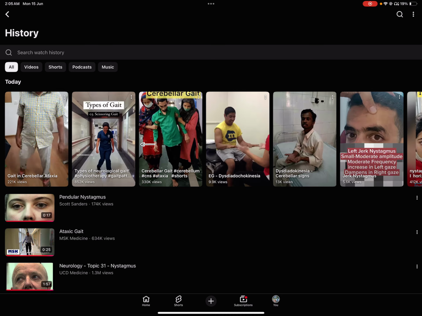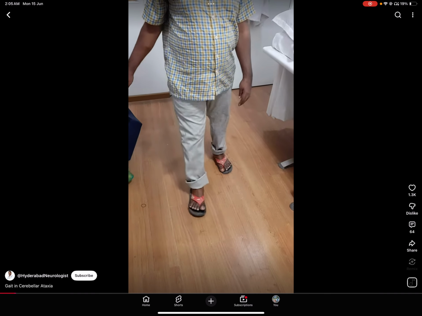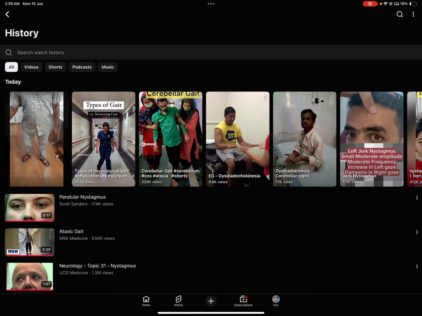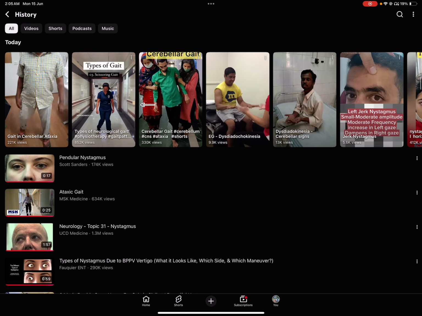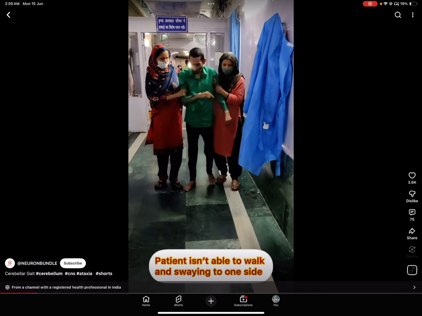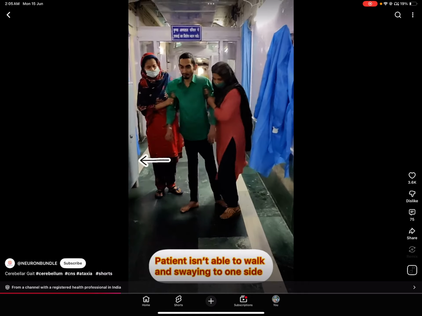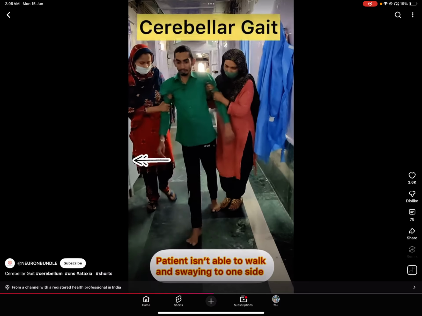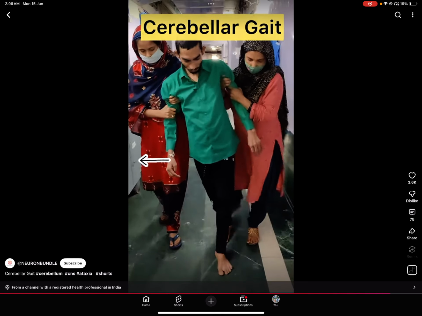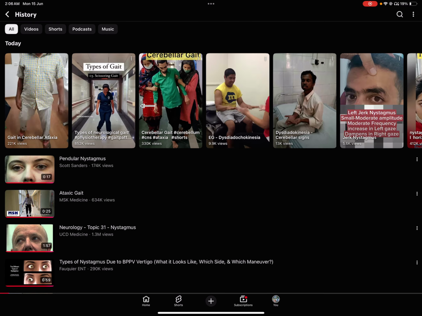So I was trying to tell you about the gait. So here you can see that's the gait in cerebellar dysfunction. Other than that, let me see if there's another. Yeah. Here you can see how the shoulder on the right side is lower, and also the patient is basically staggering towards that side. So this is the gait.